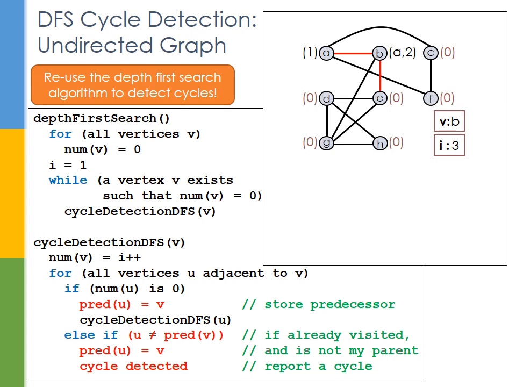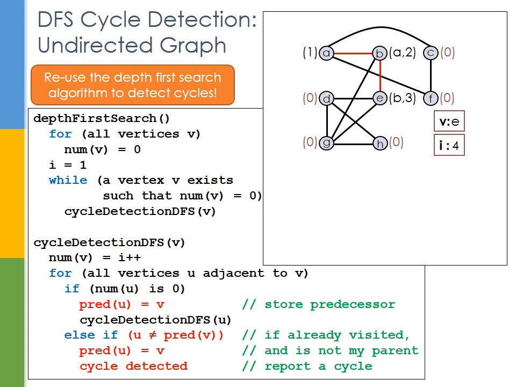And again, we look at the number for vertex E. We see that that is 0, so we need to then set the predecessor of vertex E to the current vertex, which is B in this case. So now we move on to the next execution of cycle detection DFS. We're now working with vertex E. So we need to update the number for vertex E, and we update that to i's current value, which is 3, and then we increment i to 4.